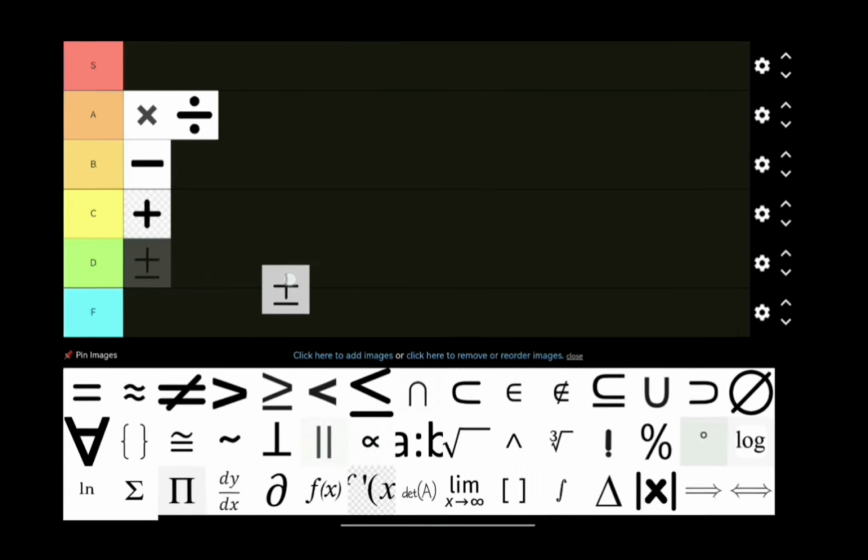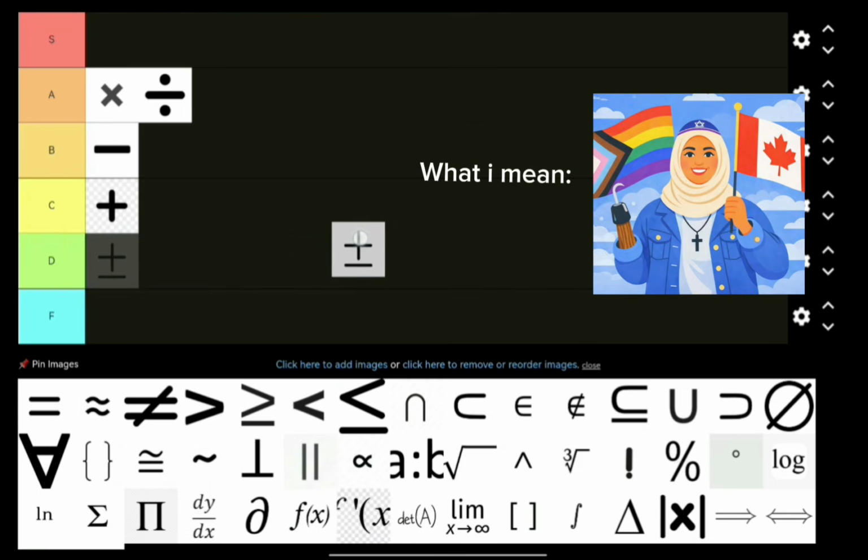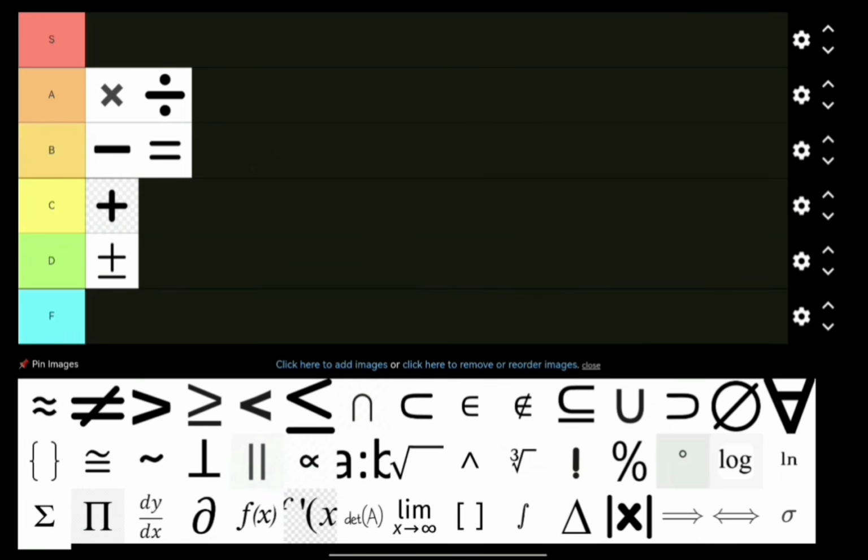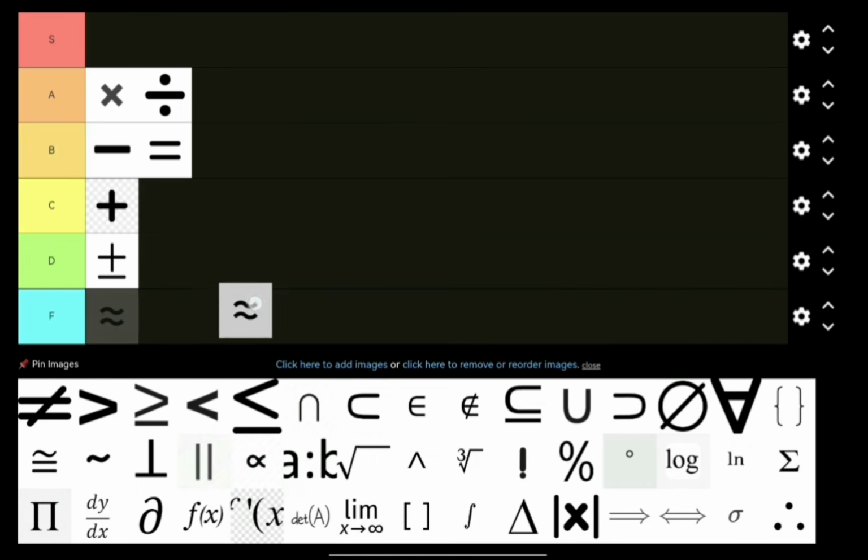Plus or minus, oh. She looks gender fluid. I don't know what that means, but she looks gender fluid. Like you're not sure she's a woman, so I'll say D tier. Equals, that's boring. B tier.